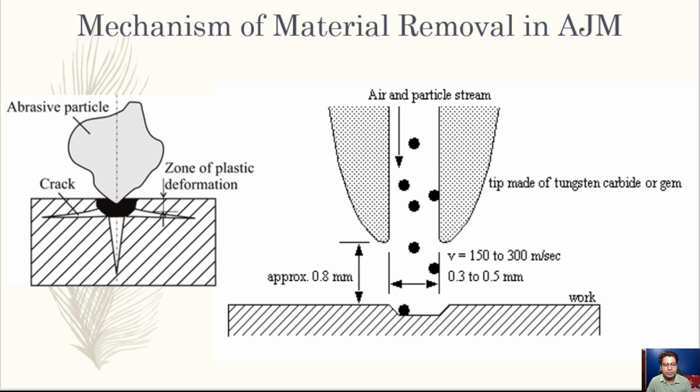The velocity of abrasive stream injected through the nozzle is generally of the order of around 300 meter per second. This is the standoff distance. As you may see, it is kept nearly 0.8 millimeter, but it may change according to the pressure of the gas which is the air which is being used, the size of the abrasives, as well as the material which is being used, as per the workpiece material.